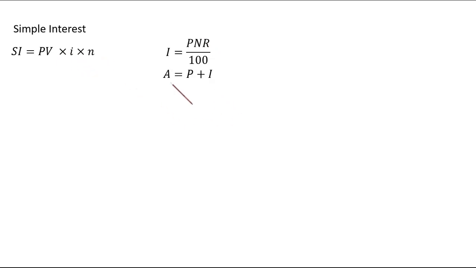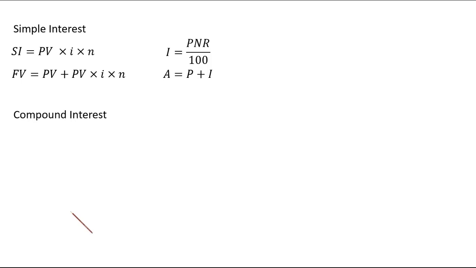Similarly, we know that amount is equal to principal plus interest. So amount can be replaced by future value, FV, is equal to present value, principal, plus the interest, but the interest itself is PV into i into n. So we can write PV into i into n, or alternatively we can write SI over here.